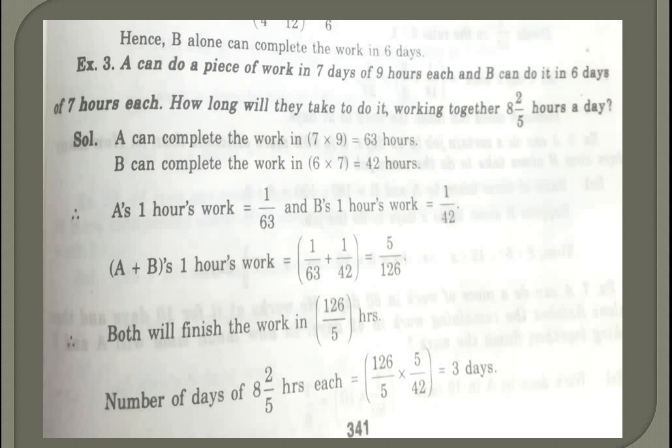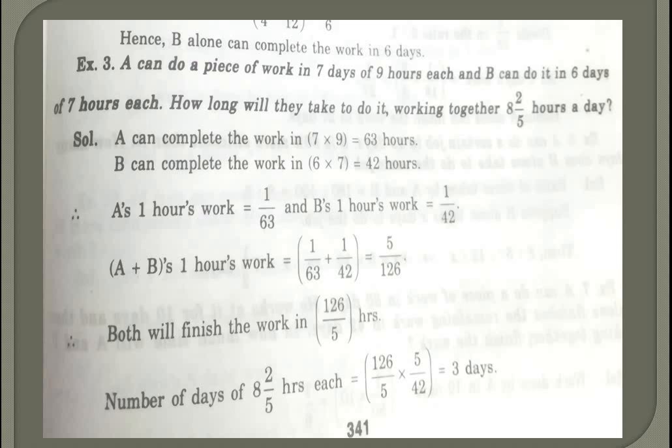So A's 1 hour work can be written as 1 by 63 and B's 1 hour work can be written as 1 by 42. They have asked the question, how long will it take working together 2 by 5 hours a day? So when they both work together, that is for 1 day, the hours is given as 2 by 5 hours. So first we have to find A plus B's 1 hour work, which can be calculated as 5 by 126. So they will finish the work in 126 by 5 hours.